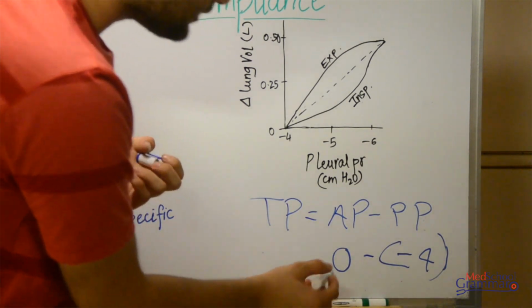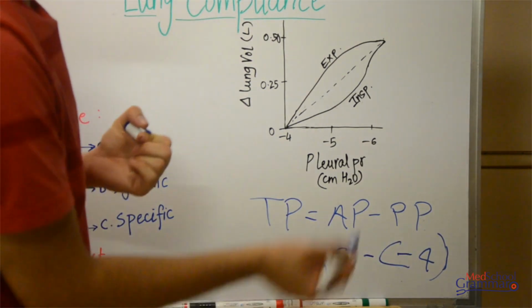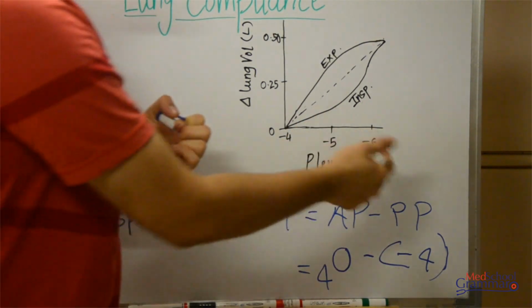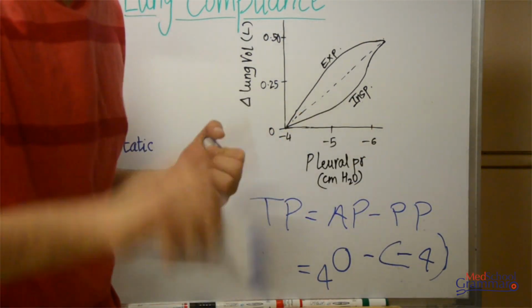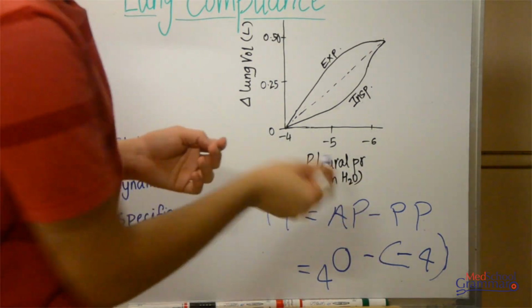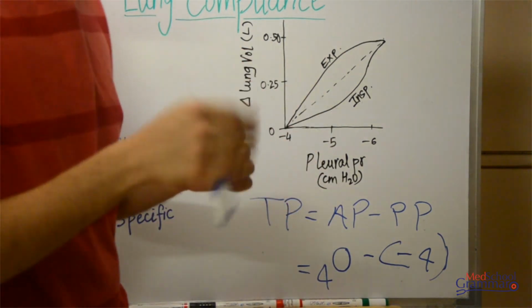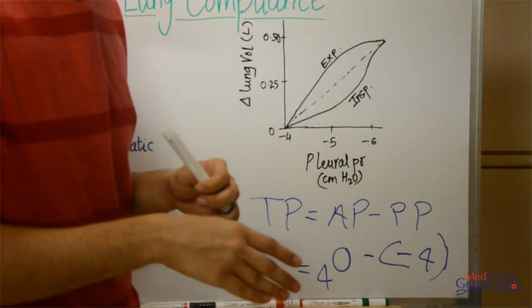As you can clearly see, the transpulmonary pressure becomes 4. So that is how transpulmonary pressure and pleural pressure are the same, with just a difference of a sign. Representing pleural pressure over here is also correct. And why do we use pleural pressure? Because what we measure is actually the pleural pressure.